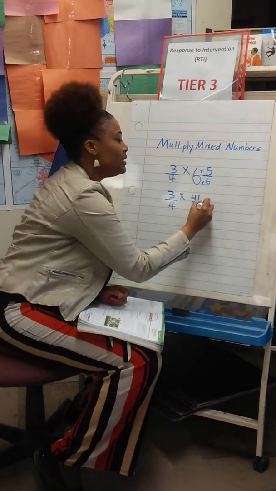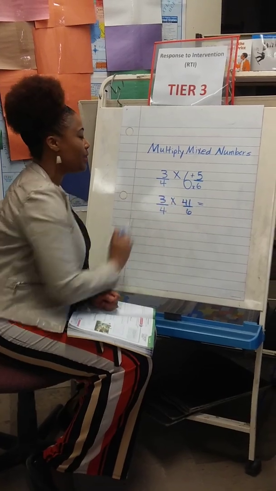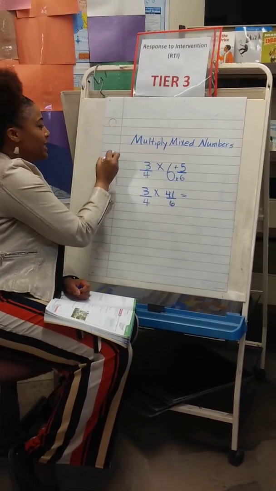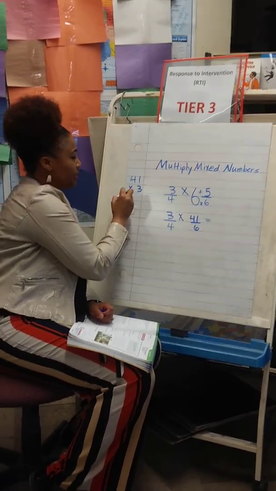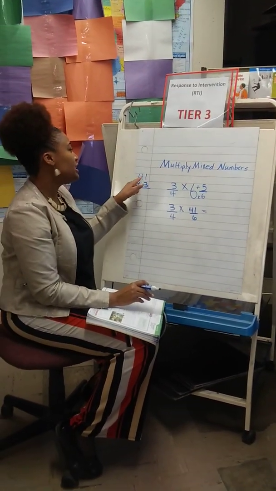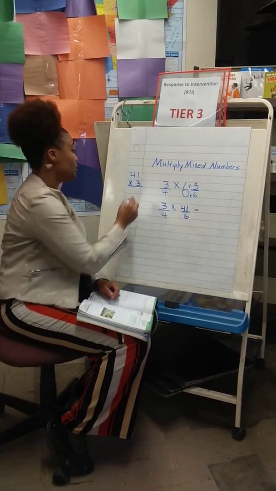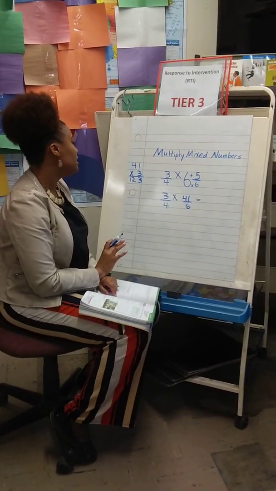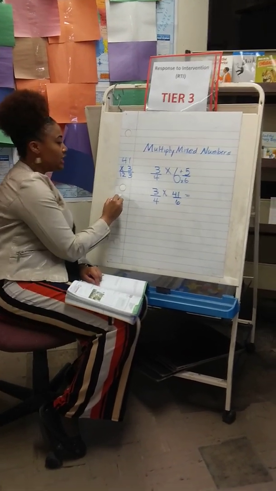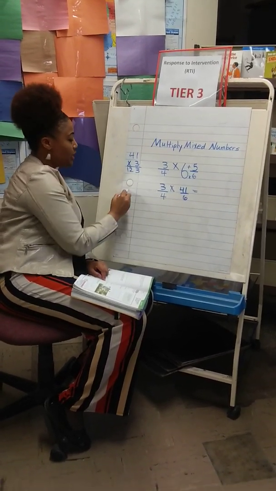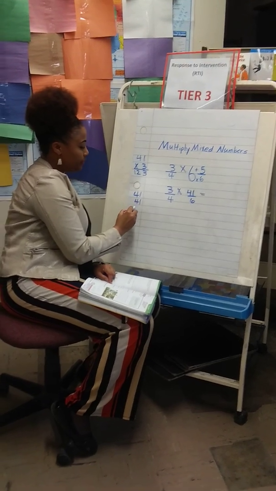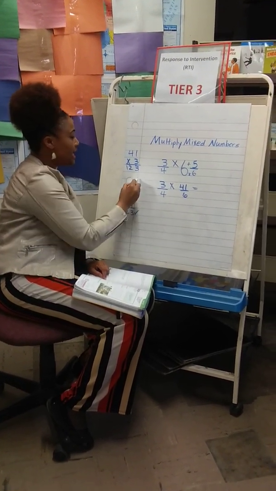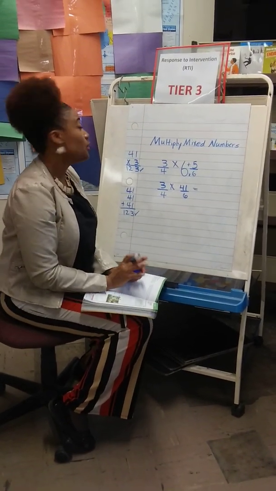All right, and we just simply multiply the numerators. So 3 times 41, and there are two ways I can do that. For my more proficient learners, we can simply do 41 times 3. And for my lower learners, we can do 41 as repeated addition. And you'll still see that you get the same answer. So either student can do that.